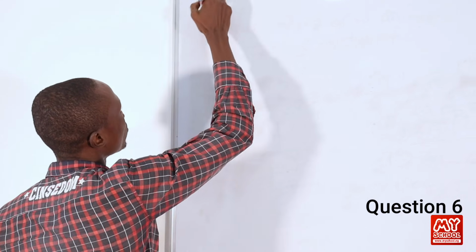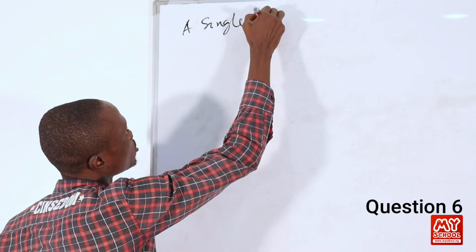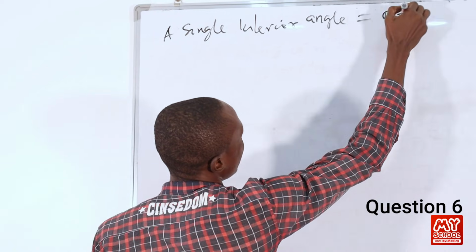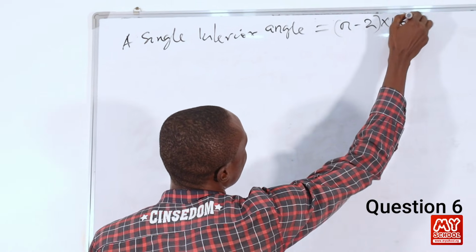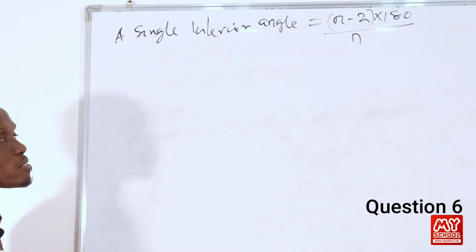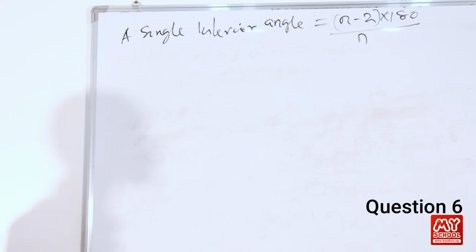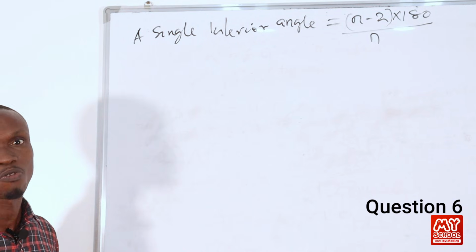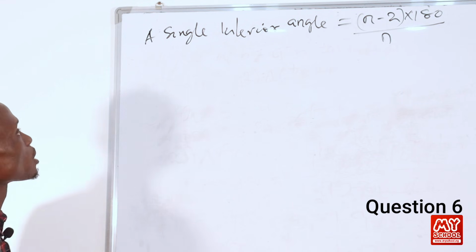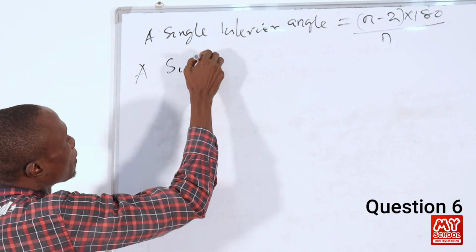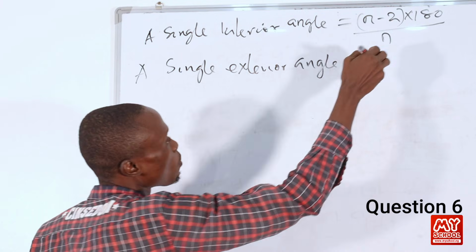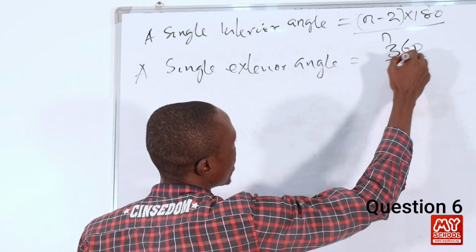So a single interior angle is equal to n minus 2 times 180 divided by n. The question also made mention of exterior angle. But don't forget that the sum of exterior angles of a regular polygon is equal to 360. So to get a single exterior angle, we divide the sum by the number of sides, which will be 360 divided by n.